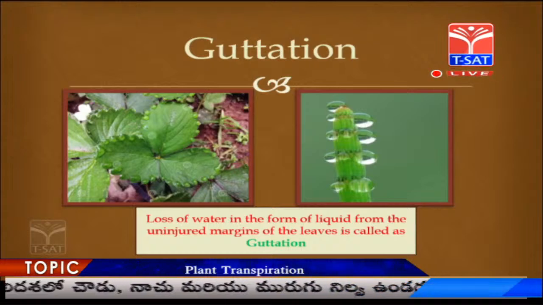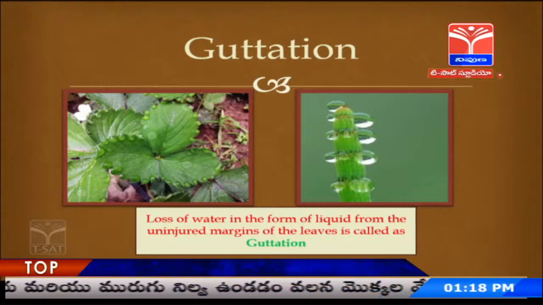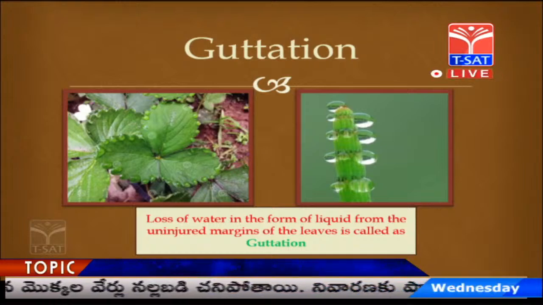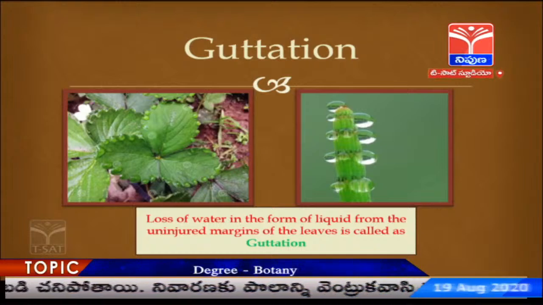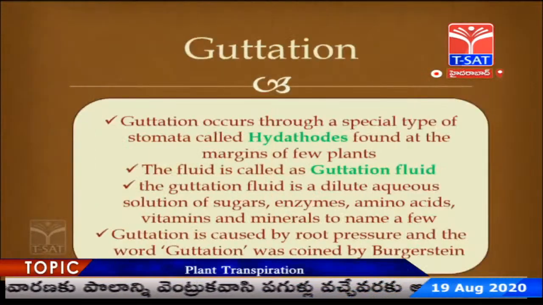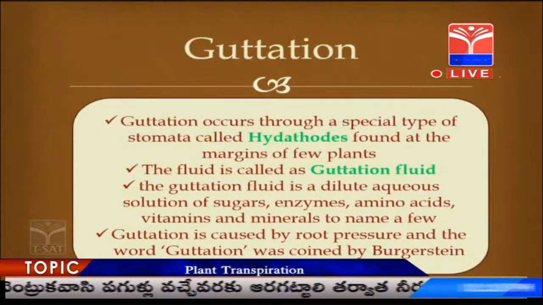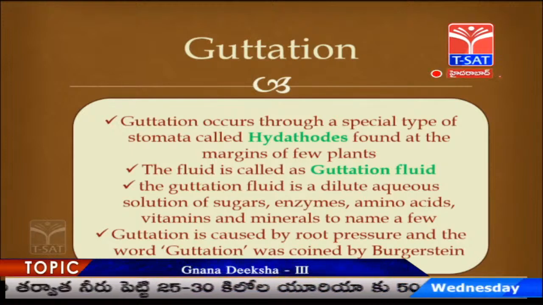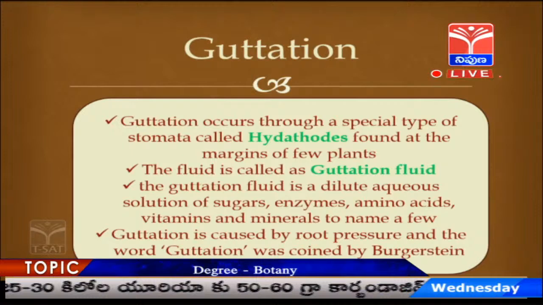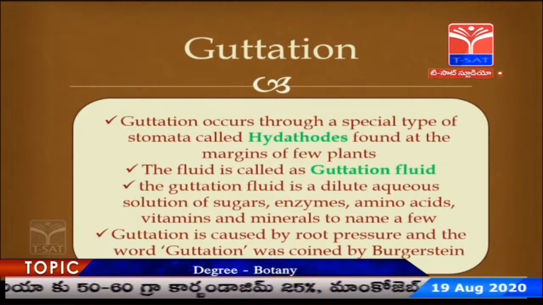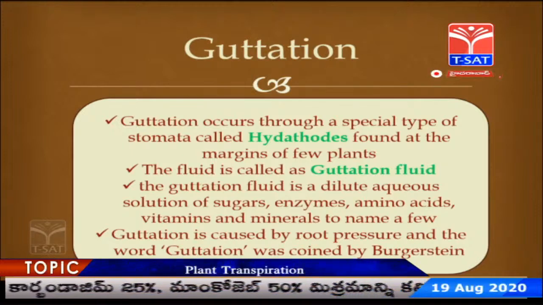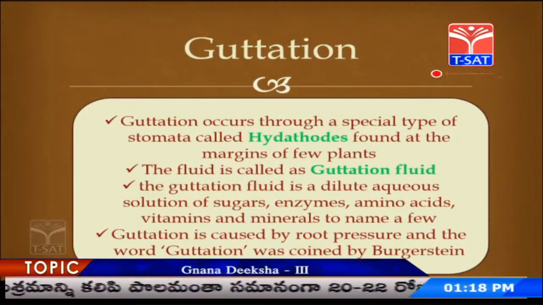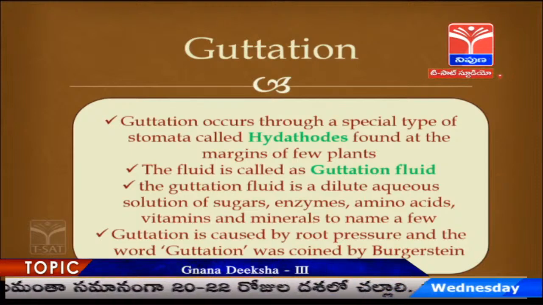So, loss of water in the form of liquid, not water vapor, from the uninjured margins of the leaf is called guttation. In guttation, what comes out is pure water. What comes out is also called guttation fluid. This guttation fluid constitutes, along with water, dissolved solutes like different kinds of sugars, enzymes, amino acids, and even vitamins and minerals.